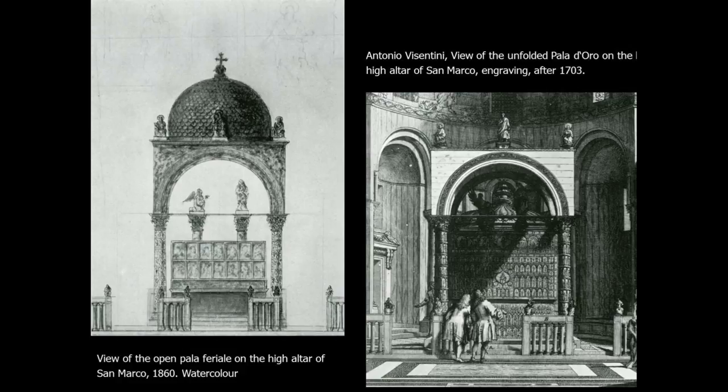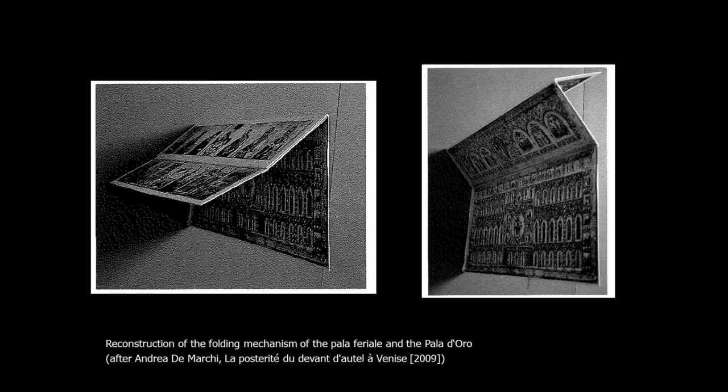The Pala Feriale consisted of two panels, which again were joined by hinges and therefore foldable. And here is a reconstruction by Andrea De Marchi, which shows this quite complex mechanism of folding, first folding the Pala Feriale and then unfolding the Pala d'Oro. So, together with the Pala d'Oro, to whose upper wing it was attached, Veneziano's panels were part of a highly sophisticated image machine that could be activated through ropes. First, it would have closed the Pala Feriale and then lifted it up, unfolding at the same time the Pala d'Oro.